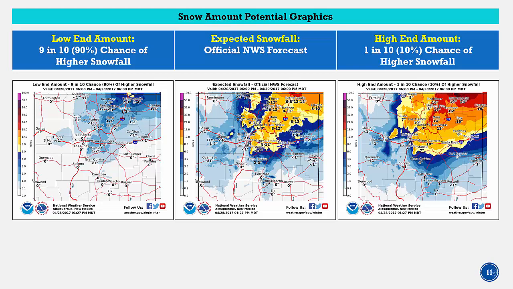Let's look at another event. This is an actual event from April 2017, and you may recall it. Up to 1 foot of snow was expected from the Sandia and Manzano Mountains north and eastward across the Northeast Plains. However, did you know there was a chance of much less snowfall, or in some cases, much more snowfall? Let's take a look more closely on the next slide.